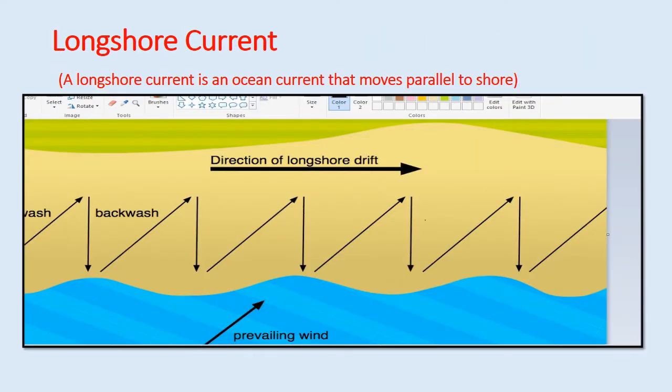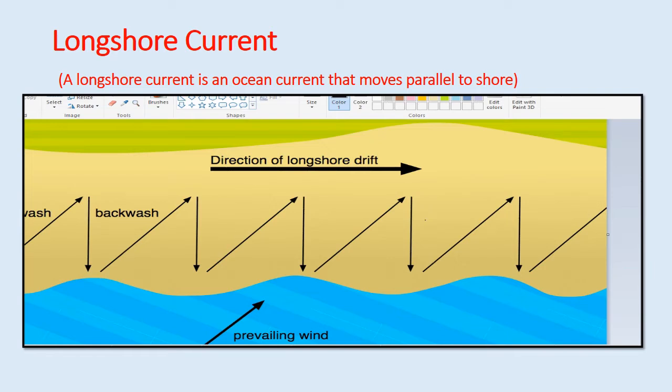Now the question is, what is longshore current? Better to say longshore, the full form is along the shore, that is known as longshore. That current follows the shoreline, along the shore, that is known as longshore current.